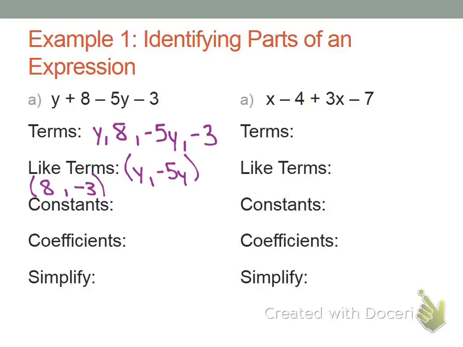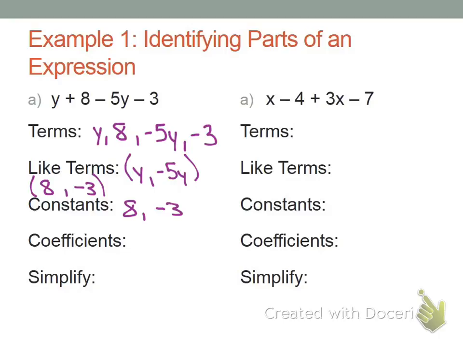Anybody see any numbers? Eric? Yeah, go ahead. Andrew? 8 and? 1. Nope. Anybody see another constant? Laria? Negative 3. 8 and negative 3. Those are my constants. They're numbers that stand alone.